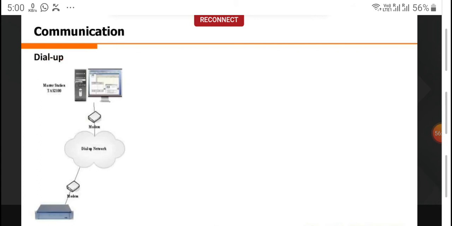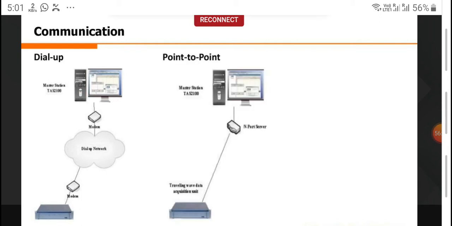Now moving ahead, this is how the communication is set up. As we saw, communication was the reason why this technology had to be rolled back even after getting initiated in the 1950s and 60s. Communication systems can be modem type or dial-up, or you can have point-to-point communication. You can have fiber optics or Ethernet communication between the square boxes that you are seeing in the bottom.